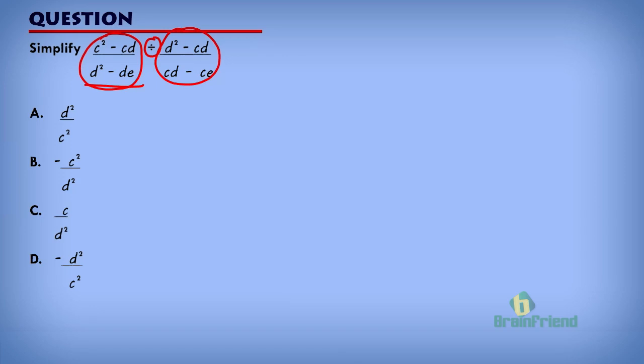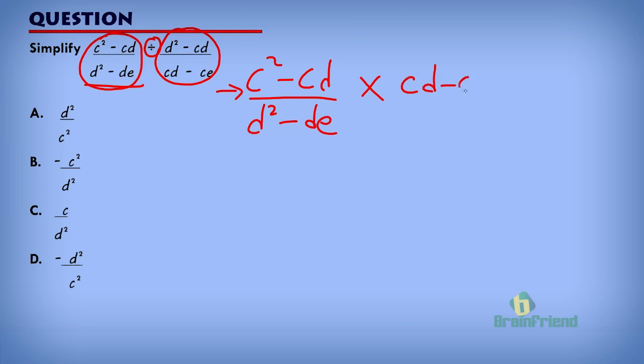So let's do that. We write this expression as (c squared minus cd) all over (d squared minus de), times the reciprocal of our second expression, which is (cd minus ce) all over (d squared minus cd). All right? Very good. So what do we do next? Next, we factorize our numerators and our denominators. So let's go ahead to factorize c squared minus cd.